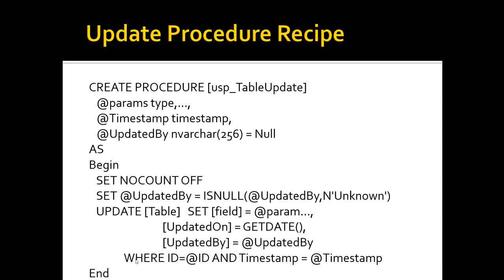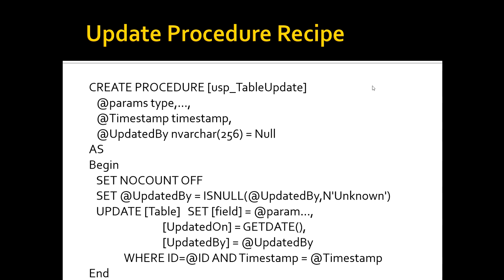But our where clause has two different conditions to it. There's the comparison of the primary key to make sure we're updating the correct record, but also a check of the timestamp. So if it's been modified by another user since this person got their copy, then the timestamp will be different and the update will fail. How will they know then what's going on? Well, with no count off, they'll get a message indicating that records affected is 0. And that pretty much tells them that, hey, there was a concurrency error.